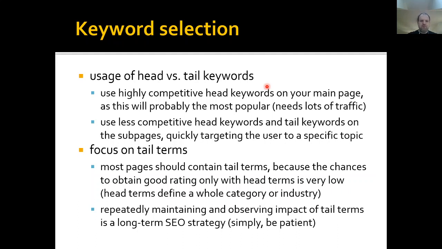So we need to start with head keywords, and then once we have the audience, we need to focus on the audience that is really interested in old cars racing. So we'll use the tail keywords and keep the right users on the page. Of course, the others will go away.